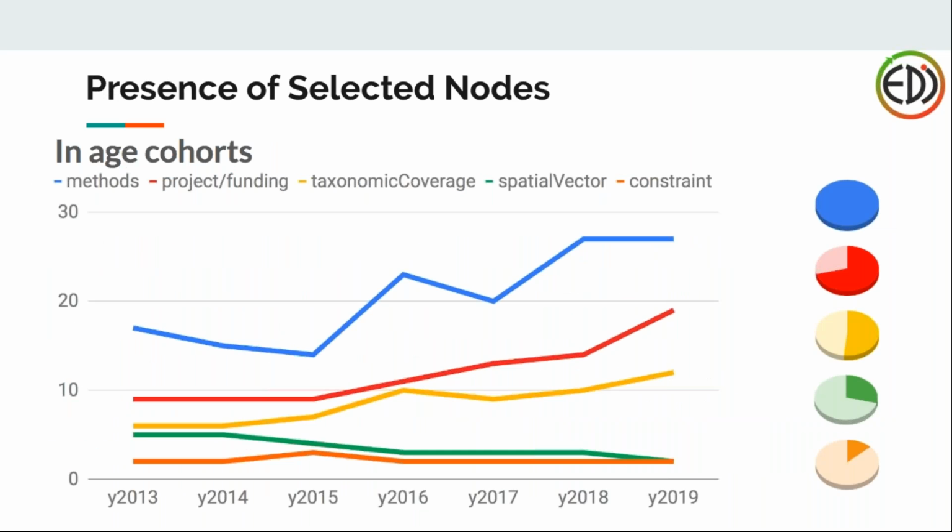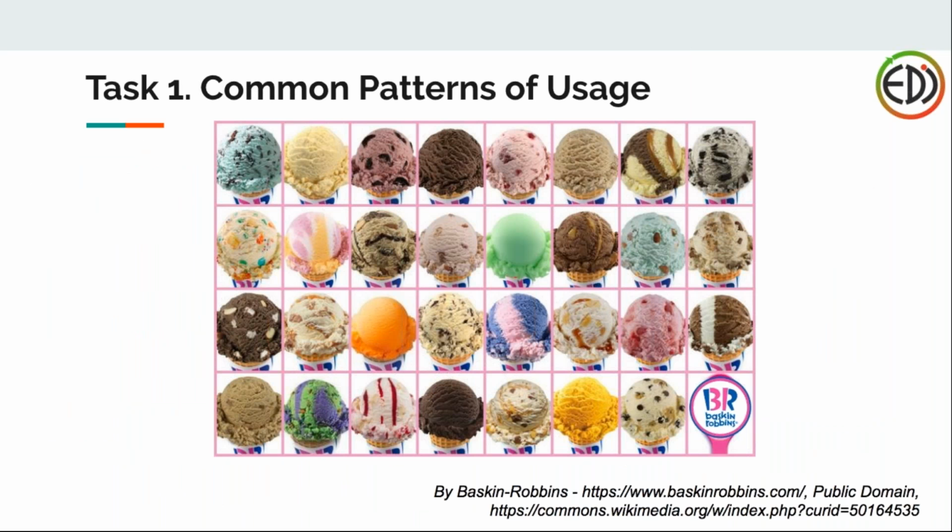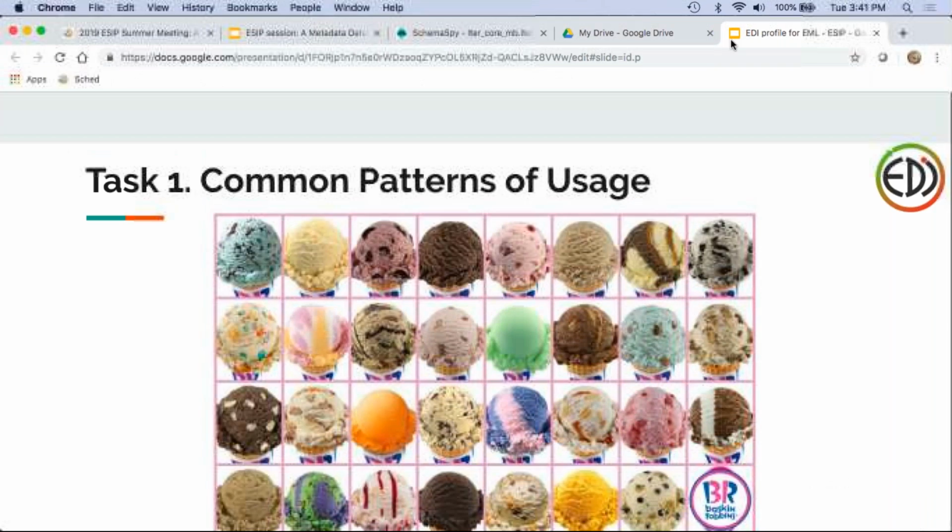Can you clarify a little bit what you mean by different flavors of EML? The easiest way would be to look at the poster. Yeah, the spreadsheet. Hang on a second.